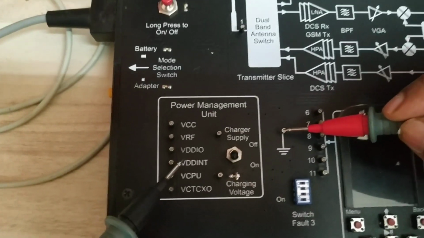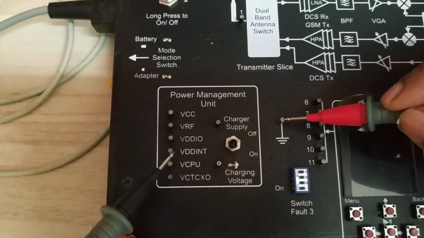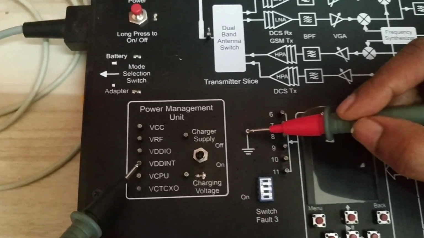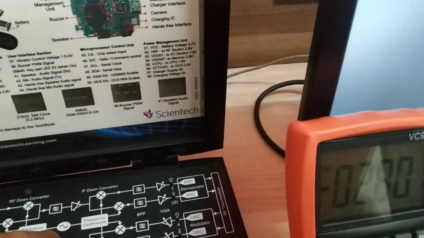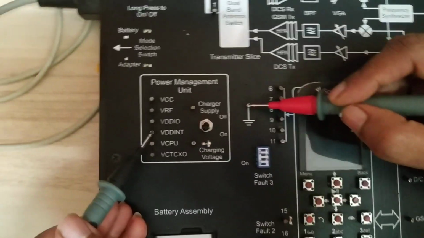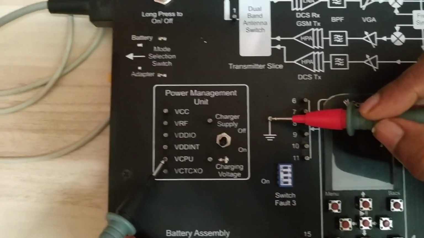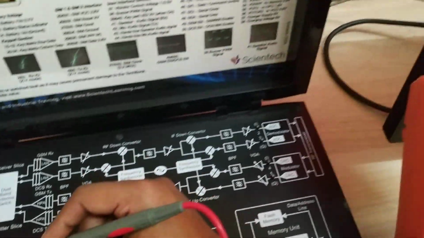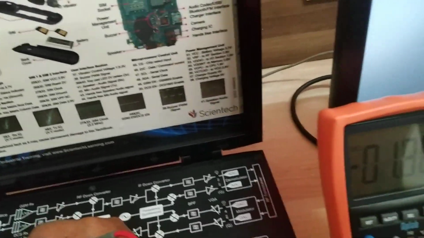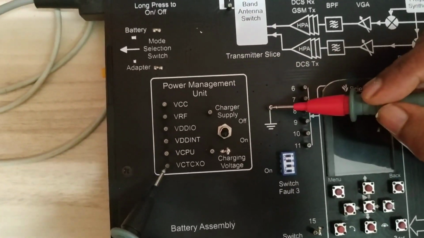Okay, so VDD NT is for the memory unit. This voltage is supplied to the memory unit. So how much is it? 2.8 volt. Okay, so approximately we want 2.8 volt. Next one is CPU voltage, the voltage required for the CPU. So it is also 1.8 volt. Approximately we will require 1.8 volt, and we will also get the same.